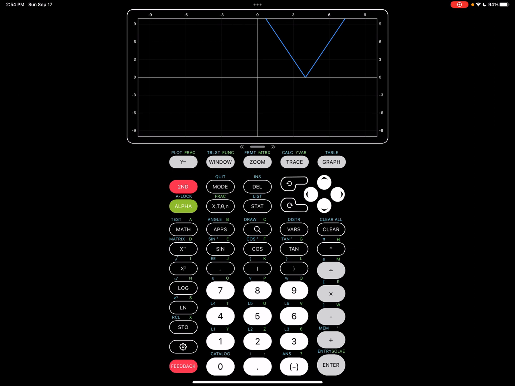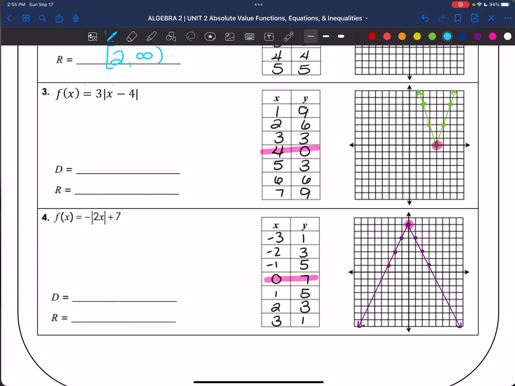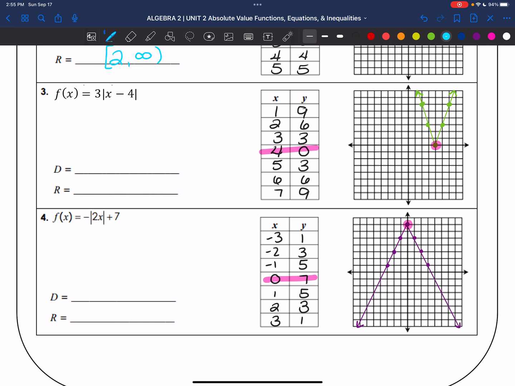Blue button, graph. Okay, let's look for our turnaround. At the top here, I'm noticing it's at 24, 21, 18, 15, 12, 9, 6, 3, 0, 3. Oh, there's the turnaround. The turnaround is at 4, 0. And then there's some points around that.